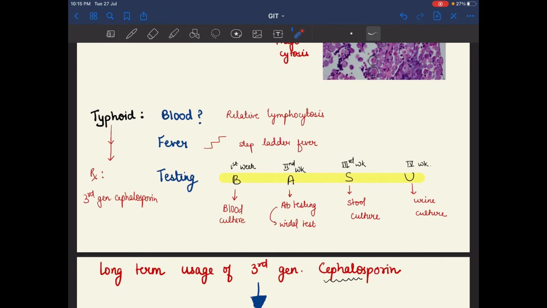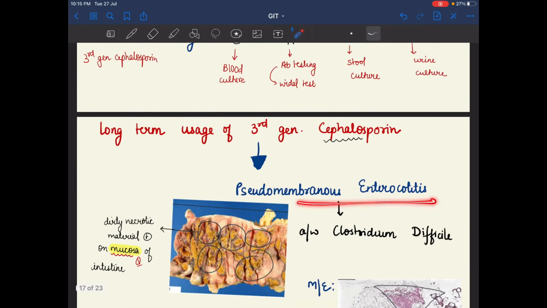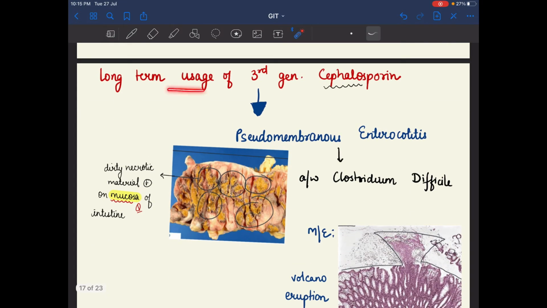And if we use the long term cephalosporin, then there is one side effect also, which is pseudomembranous enterocolitis. So long term use of third generation cephalosporin will cause pseudomembranous enterocolitis, which is associated with Clostridium difficile. As we see, it is seen in the mucosa layer. Please remember that it is seen on the mucosa of the intestine, not muscularis propria, not serosa. It is only and only seen on the mucosa layer. Please remember this question. And it is a dirty necrotic material on the mucosa of the intestine.